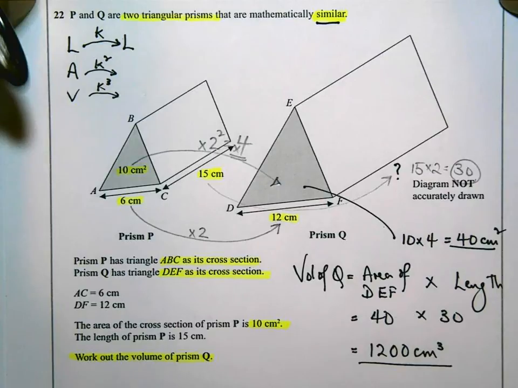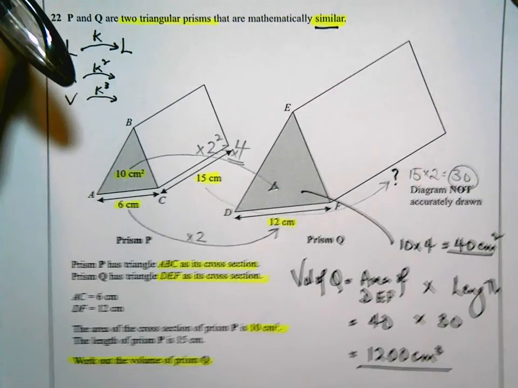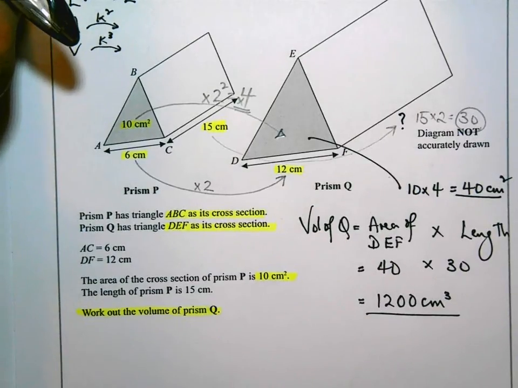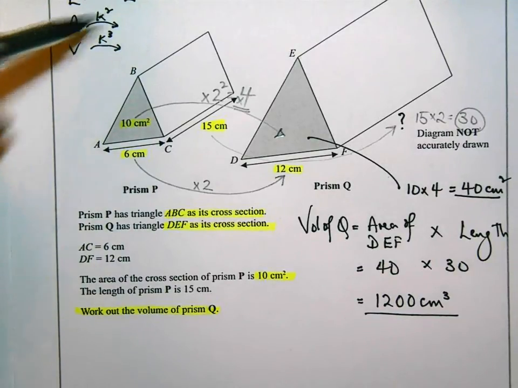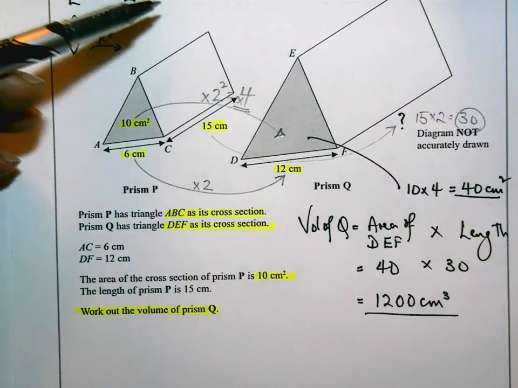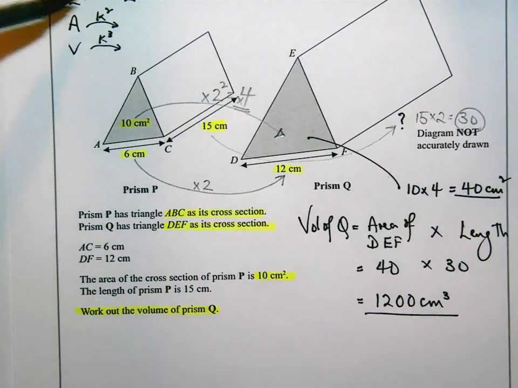This is a pretty straightforward question, and it should be relatively easy to get all 4 marks in here. You need to know the key facts, right? Because they're similar shapes, the area multiplier is the square of the length multiplier, and the volume multiplier is the cube of the length multiplier. So you just need to make sure you're completely familiar with that, and you're able to do this question and get full marks in it. Okay?